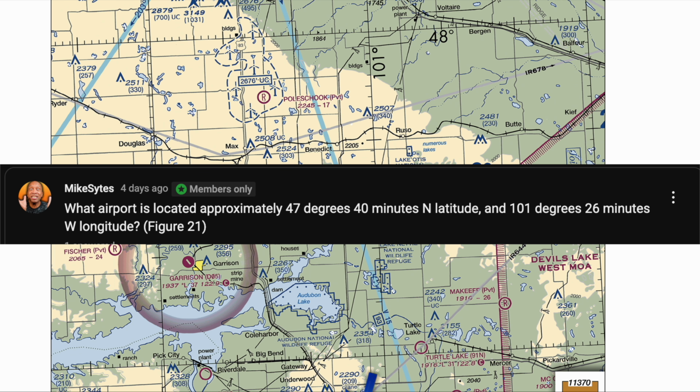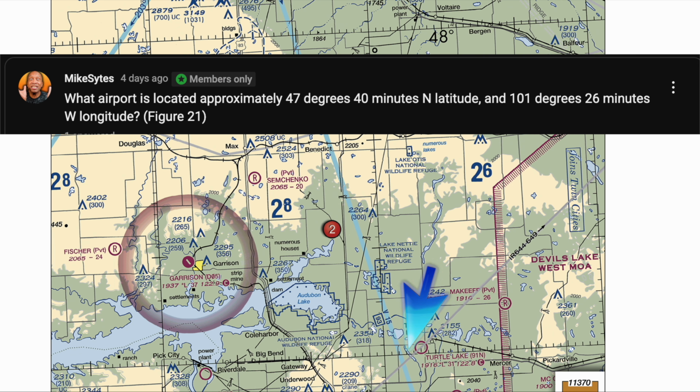But if I go back up to the 30-minute mark, that would put me at 47 degrees, 30 minutes north of the equator. So 47 degrees, 30 minutes north is what I would be at. And I need to get to 47 degrees, 40 minutes north. So all I need to do is simply count 10 up from the 30-minute mark, and that would put me at 47 degrees, 40 minutes north.